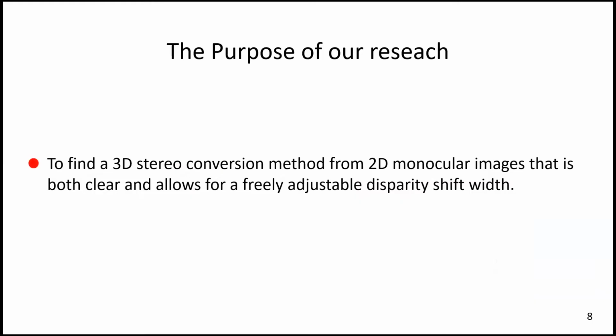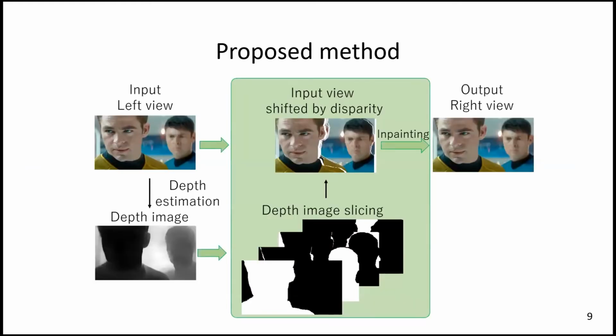So the purpose of our research is to find a 3D stereo conversion method from 2D monocular images that is both clear and allows for freely adjustable disparity shift width. Our proposed method is based on explicit depth estimation for 2D monocular images to estimate disparity, and then independent pixel shift and pixel completion are performed to create a disparity image.